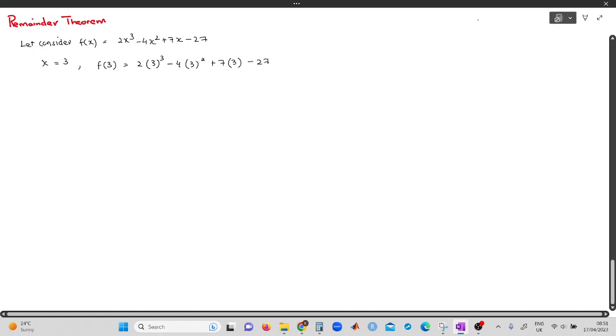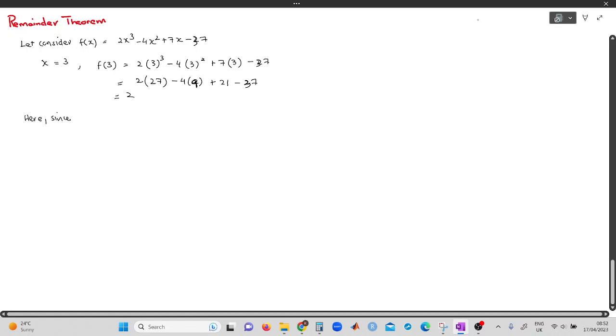Minus 27. So here, when I will replace, je vais avoir donc 2, 27, retirer 4, 12, non, retirer 9, plus 21, retirer 27, c'est 37, hein? It's 37. So you will get a remainder of 2. Donc là, du moment que f of 3 is not equal to 0, we cannot say that x minus 3 is a factor.